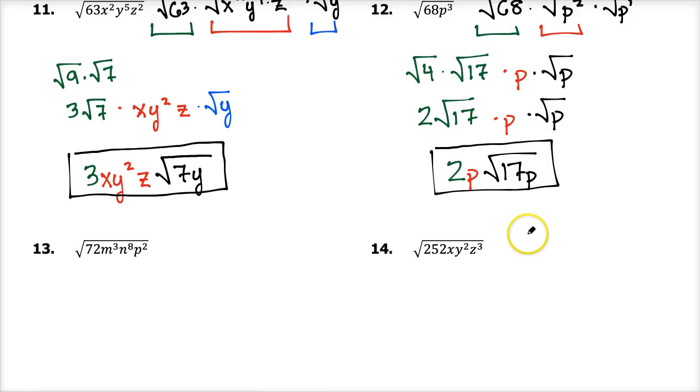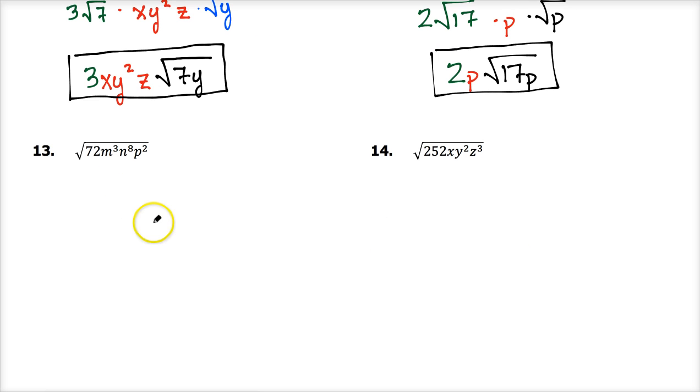Okay, two more to look at. 13, radical 72 m to the third n to the 8th p squared. I want you to pause the video and try this one on your own. Once you think you have an answer, click play to check it.